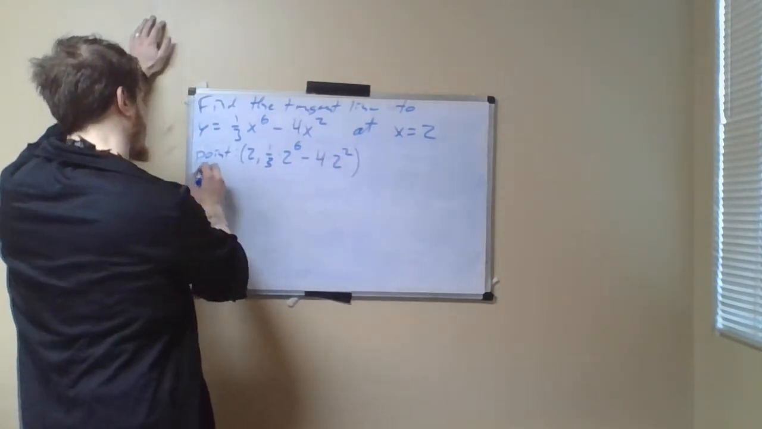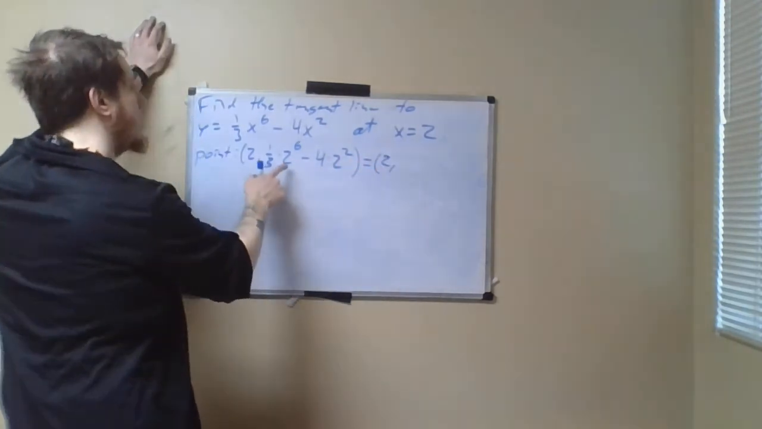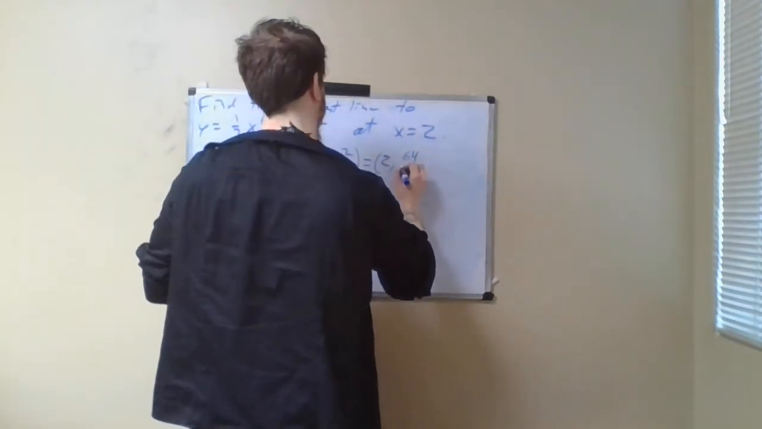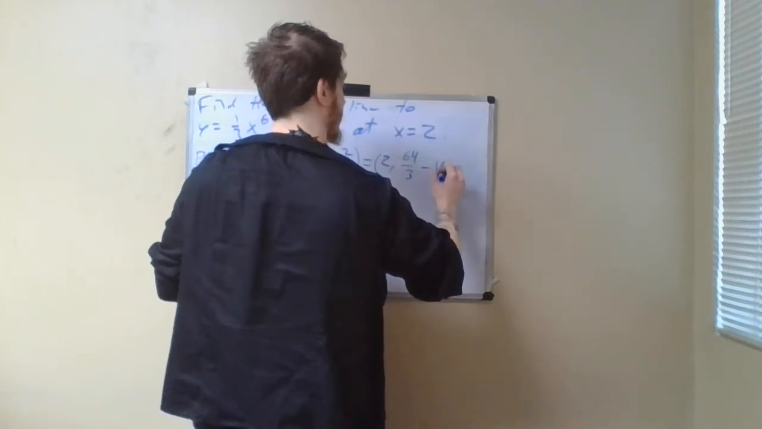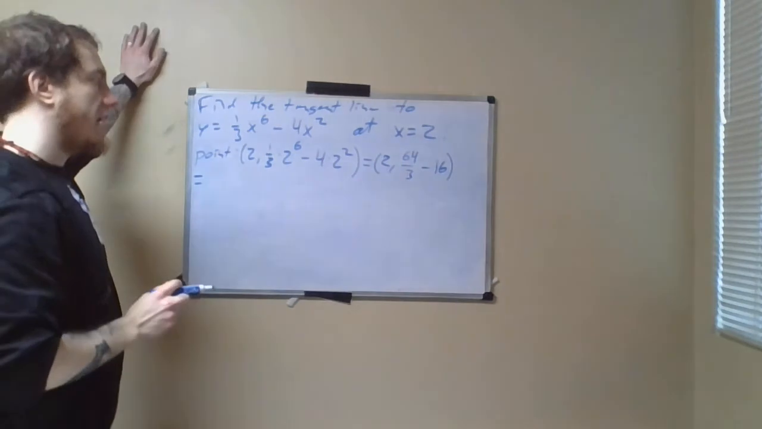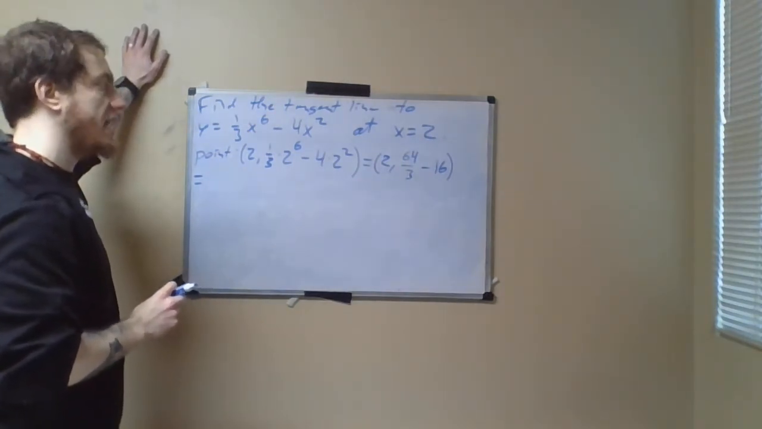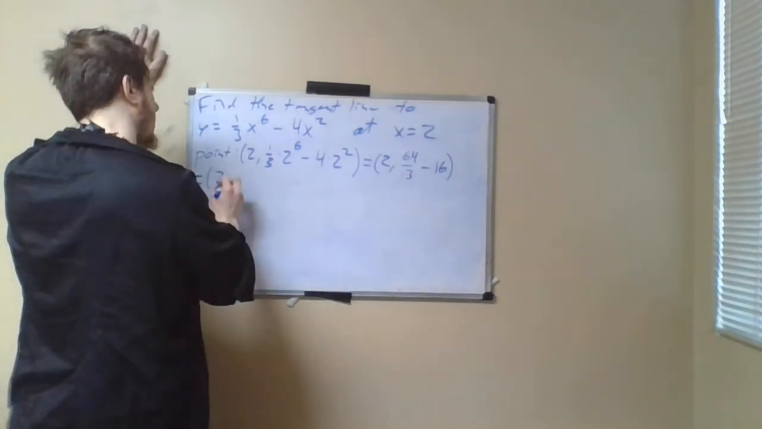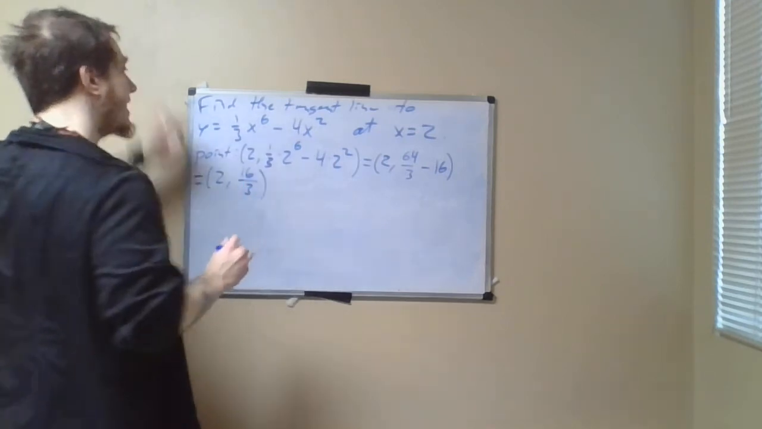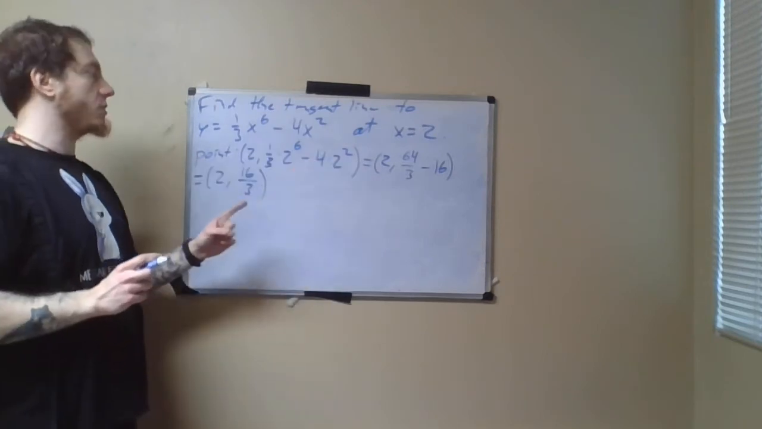So this is going to be, let's see, the x value is still 2. Now, 2 to the 6th, that is 64. So this is going to be 64 over 3 minus 16. And what is 16? Well, that is 48 over 3. So 64 minus 48 is 16. So this becomes 2 comma 16 over 3. So that is the point where this function is going through at x equals 2.